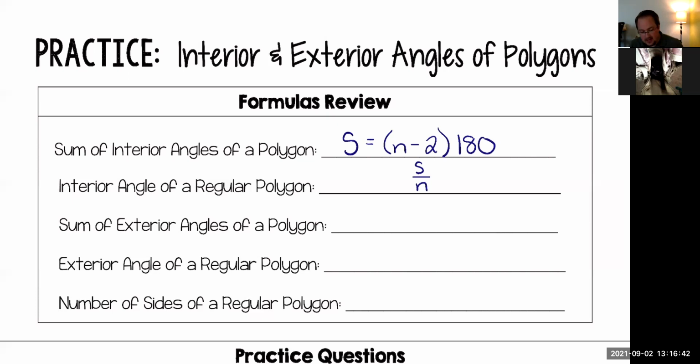What about the sum of the exterior angles of a polygon? What's the formula there? Nope, the sum of the exterior angles is just 360. There is no formula. It just is. Now, define each of the exterior angles of a regular polygon. Missy, I think that's what you were working towards. Yeah. That's where you take the 360 and you divide it by the number of sides.